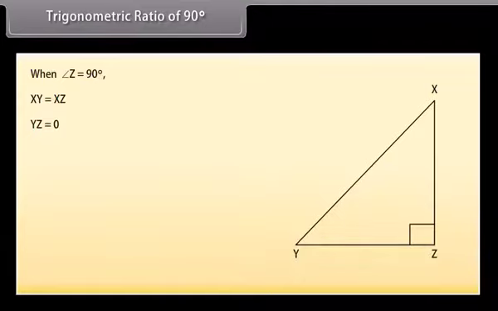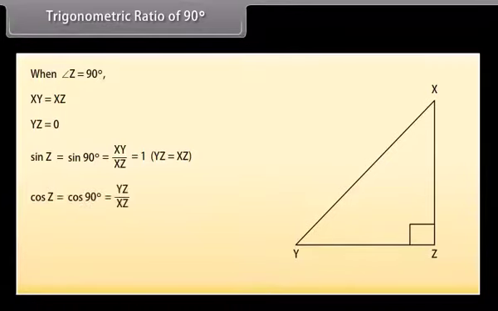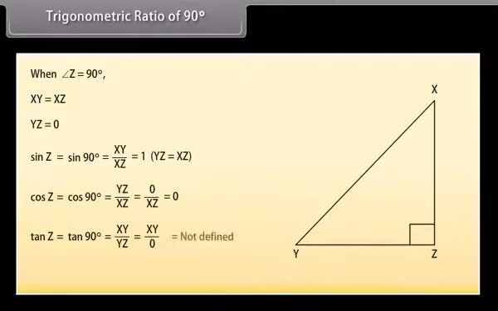Let us understand what happens to the values of trigonometric ratios. Sin Z is equal to sin 90 degree, which equals XY upon XZ, which equals 1, as YZ is equal to XZ. Cos Z is equal to cos 90 degree, which equals YZ upon XZ, is equal to 0 upon XZ, which equals 0. Tan Z is equal to tan 90 degree, which is equal to XY upon YZ, equals XY upon 0. Therefore, tan 90 degree is undefined. Let us summarize our exercise in a table.